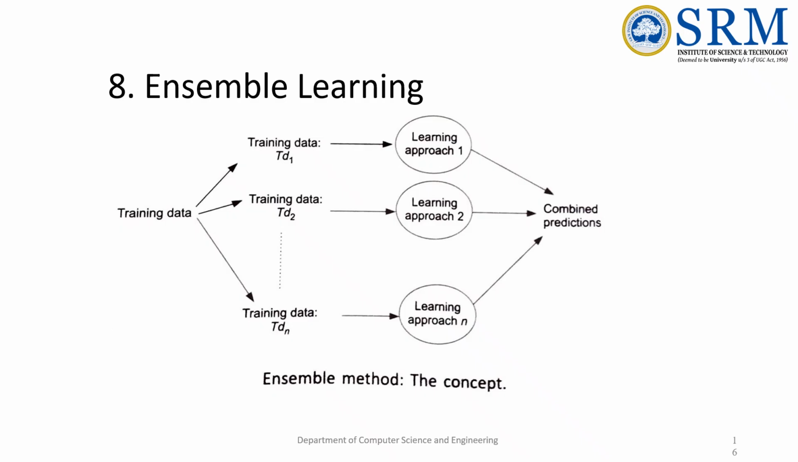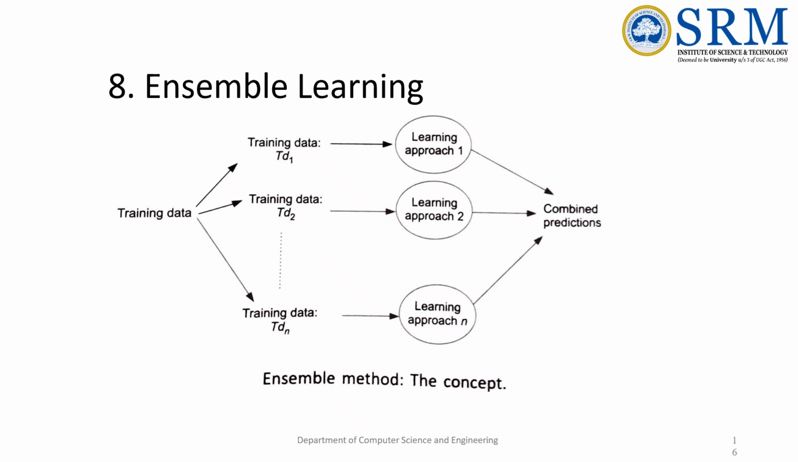In the diagram it is represented like this. Here there are three different types of ensemble learning: bagging, boosting, and stacking. Bagging trains multiple models independently using different subsets of data. Random forest is a good example.